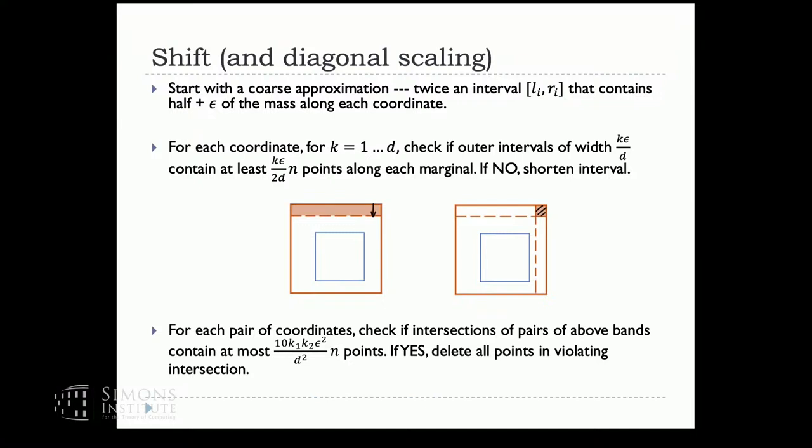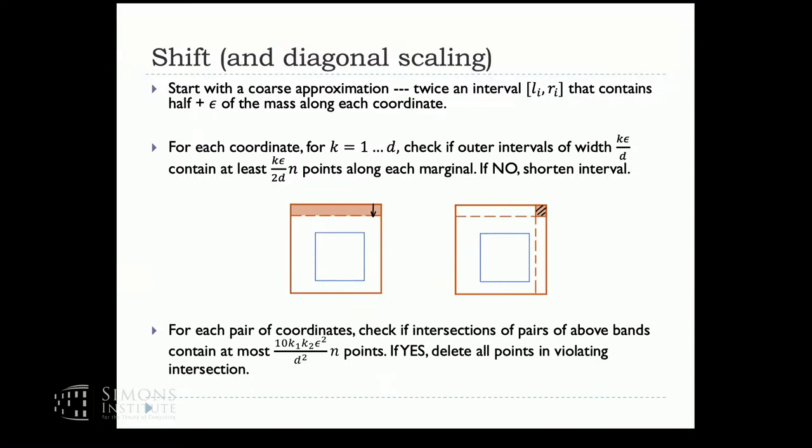The second one, and this is crucial, you look at the intersection of these slabs pairwise, just two slabs at a time. Now, in there, if you were the true cube, if there was a delta fraction here and a delta fraction here, the intersection would have only delta squared because we're talking about the uniform distribution. So if you find that the density is too high, say more than 10 times what you expect it to be, then there must be noise. Throw out all of them. Just throw out everything. Okay.